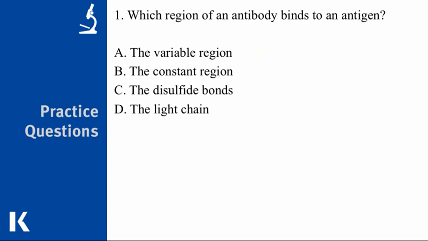Now that you've made it through the content part of this review, you can test out your learning goal progress with these practice questions. The first one deals with antibody binding. The correct answer is A. The variable region is the part of the antibody that can recognize specific antigens.